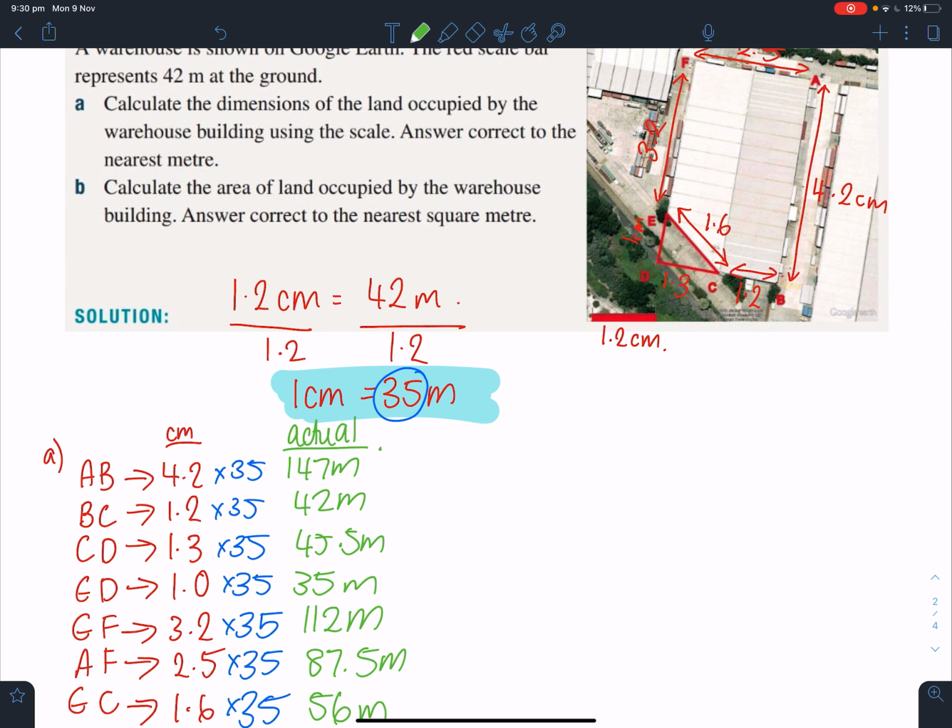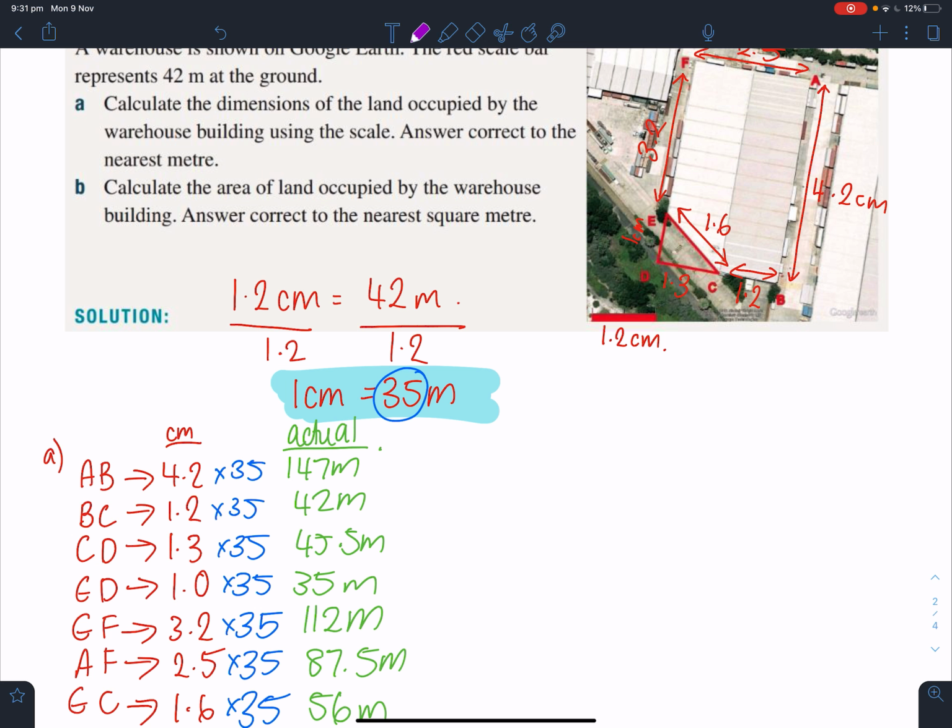Now it says calculate the area of land occupied by the warehouse building and answer correct to the nearest meter. It's a little bit of an odd shape, pretty much like a little trapezium. The best way would be to find this entire rectangle and then take away that triangle. It's actually not a trapezium because it's 5-sided. It's some sort of pentagon, an irregular pentagon.